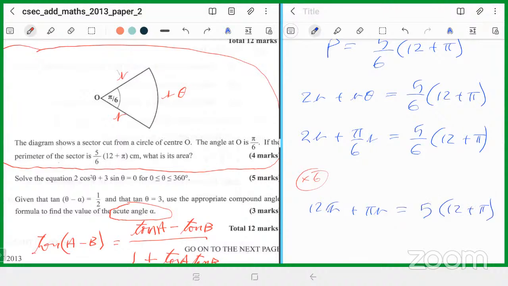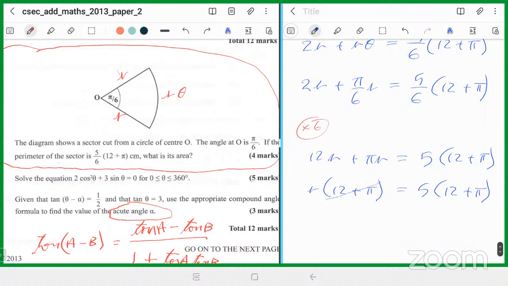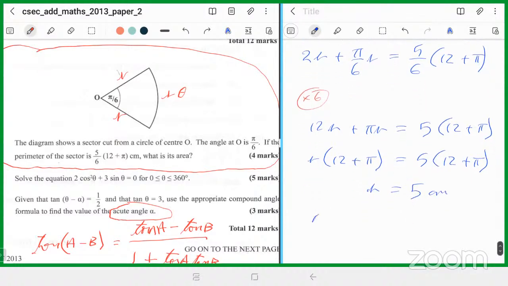And then if you factorize r from these two, because we're trying to find r, we get r into (12 plus pi) equals 5 into (12 plus pi). It works out nicely that the 12 plus pi cancels with that 12 plus pi, and so clearly r is equal to 5. Now that we know r is 5, in centimeters, we can put it there. We also have the theta, which is pi by 6.